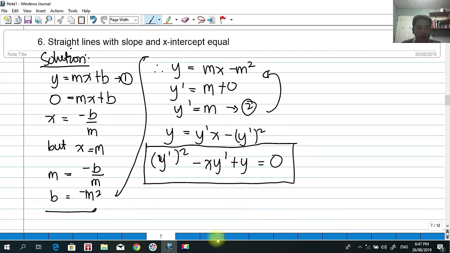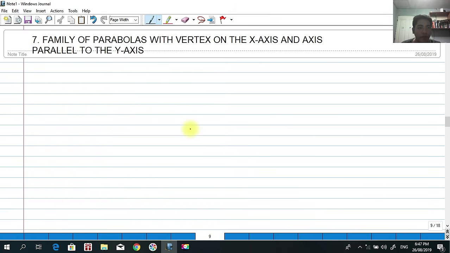So for our next example, we have find the family of parabolas with vertex on the x-axis and axis parallel to the y-axis. So vertex is on the x-axis and an axis parallel to the y-axis. So it means it's either opening upward or downward. So it has a vertex on the x-axis. So it means we have the equation x minus h squared equal to 4ay. This should be our working equation.